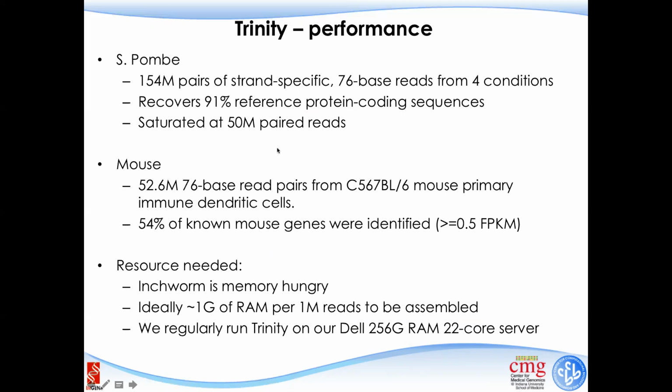In a mouse study of mouse primary immune dendritic cells, 54% of mouse genes were identified by de novo assembly using Trinity. But Trinity is highly resource intensive. First, the process requires a huge memory consumption, and currently here we regularly run Trinity on this core server. Yeah, that is the person who published Trinity.